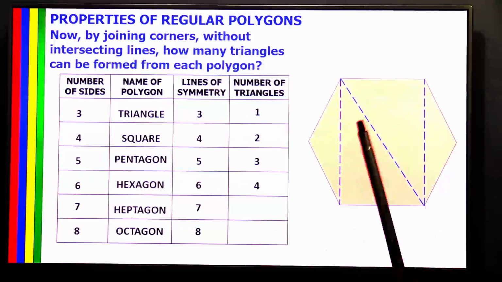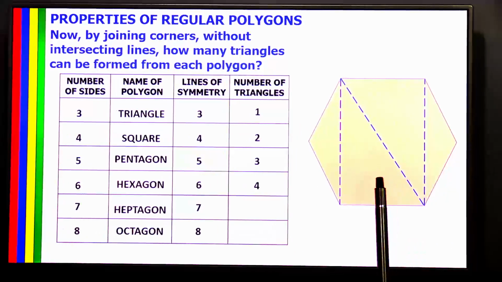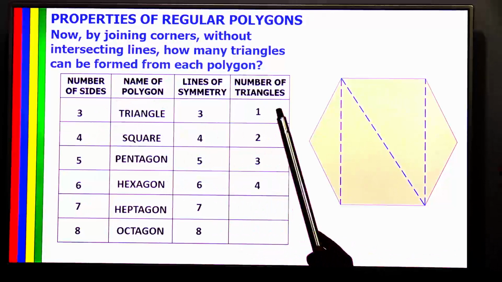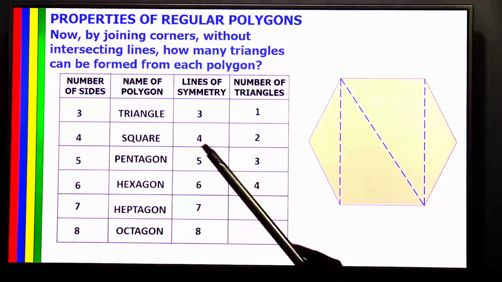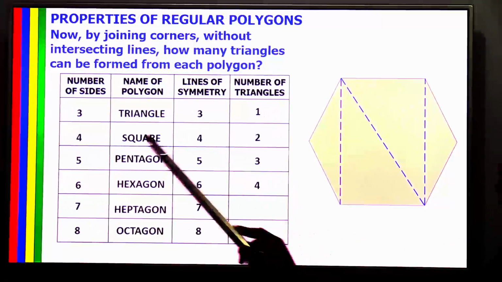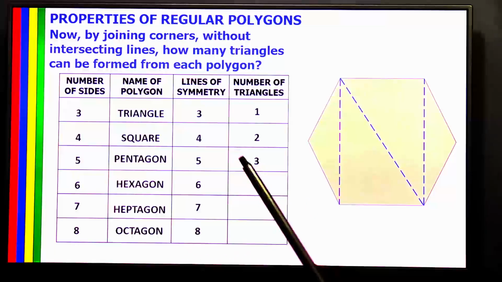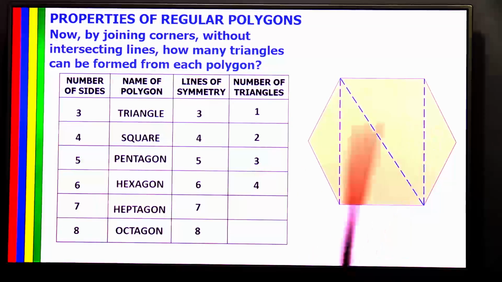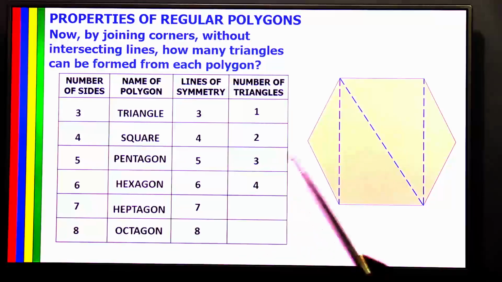Okay, but what is the relationship? If I know the number of sides, will I be able to know the number of triangles inside? Let's say 3 gives me 1, 4 gives me 2, 5 gives me 3. What's the difference between these numbers? Let me say 3 minus 1 is 2, 4 minus 2 is 2, 5 minus 3 is 2. Oh my God, 6 minus 4 is also 2, which means that if I know the number of sides, I will just subtract 2 and I'll get the number of triangles.